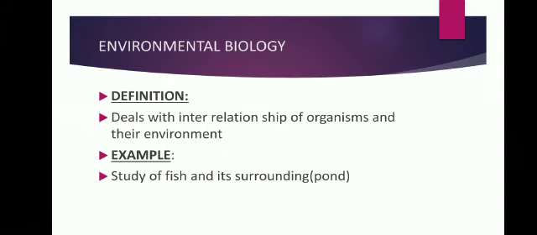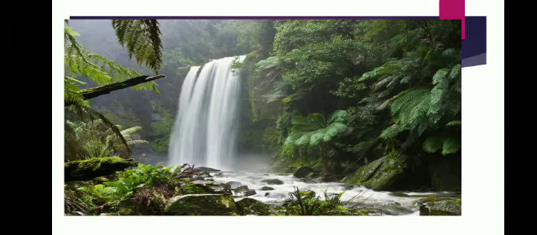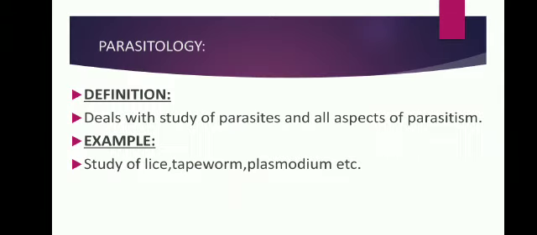The next branch is environmental biology. The word environmental comes from the word environment. So in this branch, we study the environment. This branch deals with the interrelationship or interaction of an organism with its environment. For example, the study of the fish and its surroundings. You can see the study of an organism with its environment. This branch is known as environmental biology.